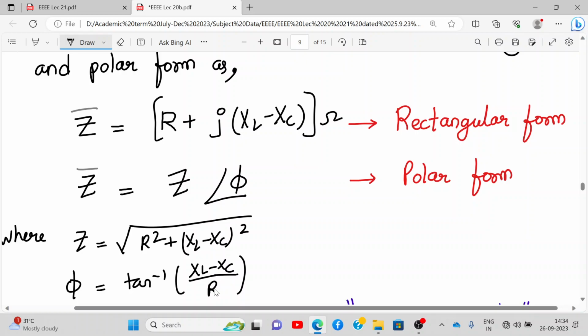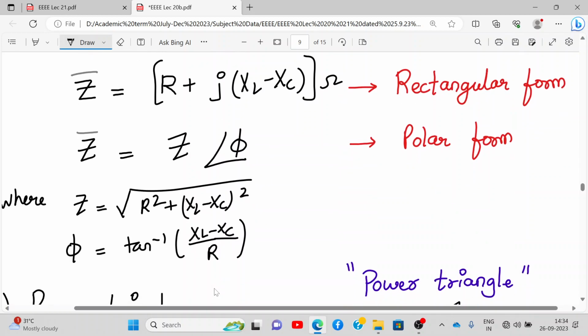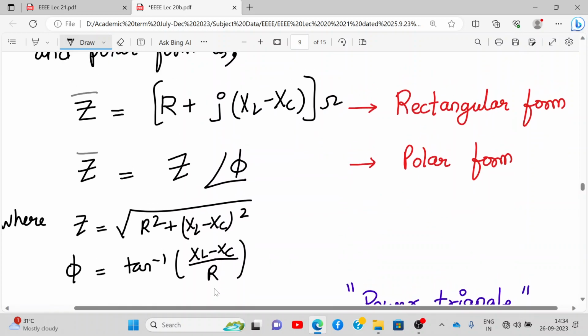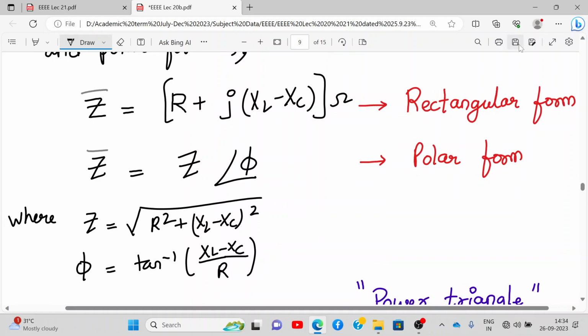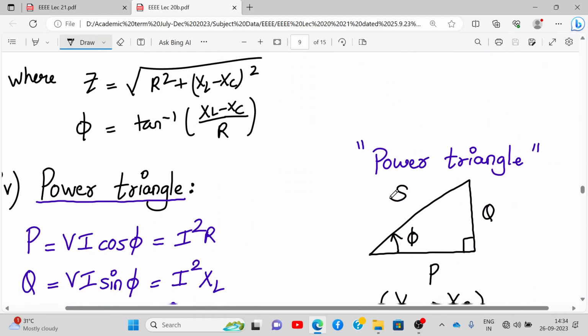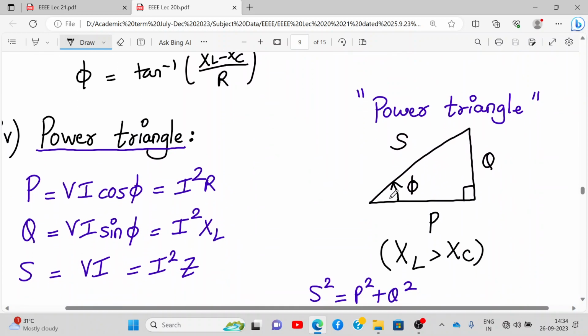How will you calculate the power triangle now? What information does the power triangle give you? The power triangle gives you information about the power factor phi. It gives you information about the true power, apparent power, and reactive power, meaning P, Q, and S. So for XL greater than XC, this will be the power triangle. Please draw it.